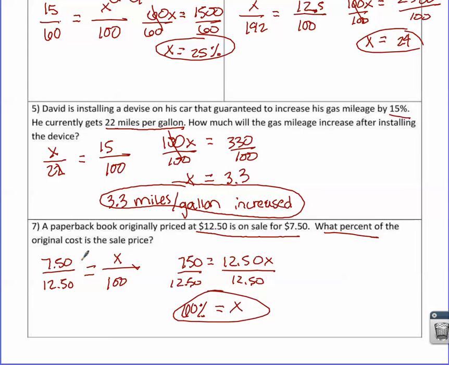It says a paperback book originally priced at $12.50 is on sale for $7.50. What percent of the original cost is the sale price? So you don't know the percent, so that's going to be X over 100. And you have part over whole. So you have $7.50 is going to be the numerator, and your $12.50 is going to be your denominator. Once you do your butterfly method and solve, you get 60. Remember, this is a percent. You need to have that as your answer. Ask your teacher if you have any questions.